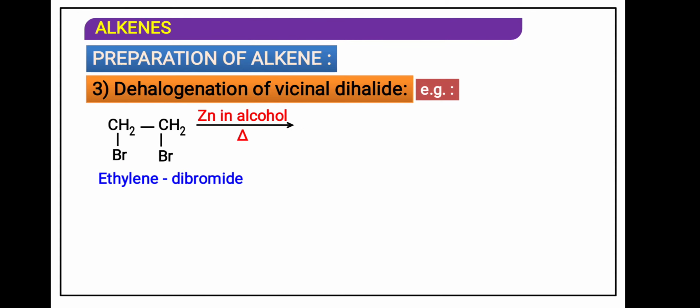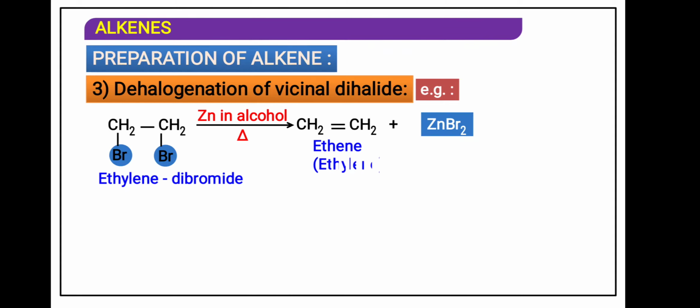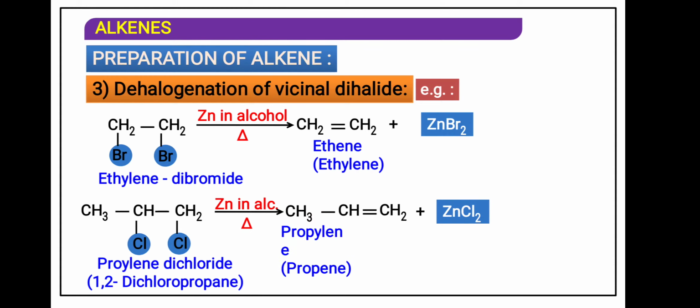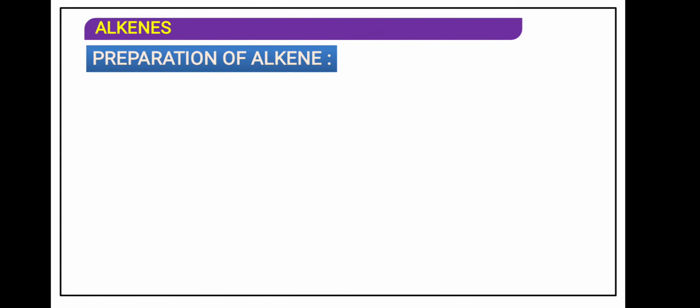Ethylene dibromide also we can take. Zinc will remove Br2 and a double bond will be obtained: ethylene. Propylene will form, along with ZnBrCl. Propylene is the common name and propene is the IUPAC name.